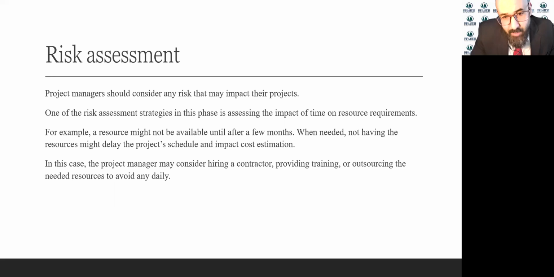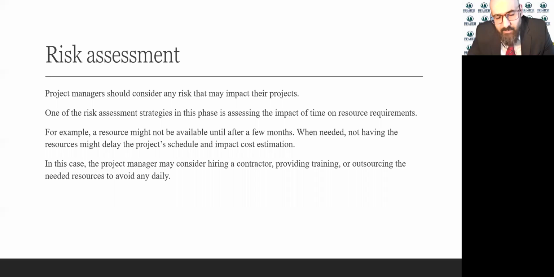But if you don't have that resource, that might delay your project. And of course, that will cost you a lot of money, because you still have to pay your workers. And maybe you have to pay some fees because you did not deliver the project on time as the contract said. So this is a kind of risk assessment plan.